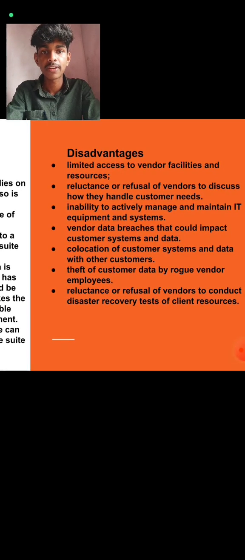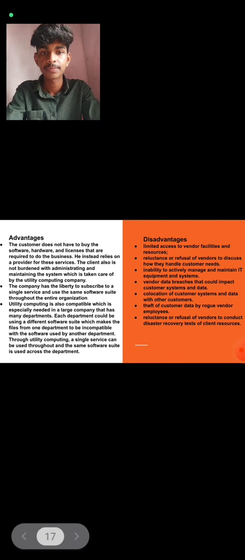Limited access to the vendor facilities and resources, reluctance and refusal of vendors to discuss how they handle customer needs, reluctance or refusal of vendors to conduct disaster recovery tests of client resources, theft of customer data by rogue vendor employees, and collocation of customer systems and data with other customers.